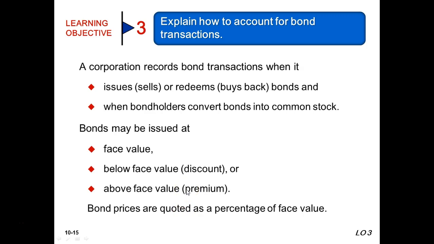So if I said that there was a bond that was issued at 102, you would know that that bond was issued at a premium because it was above 100. If I said a bond was issued at 98, you know that that bond was issued at a discount because it's below 100. The easiest journal entries are bonds that are issued at 100 because it's at face value.